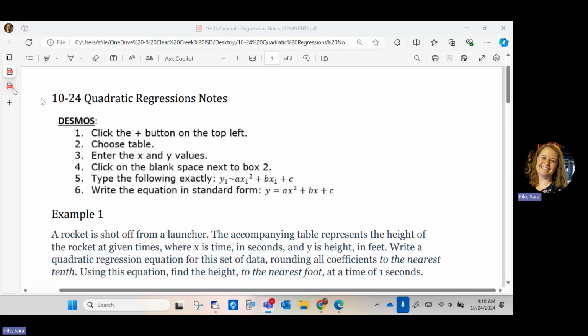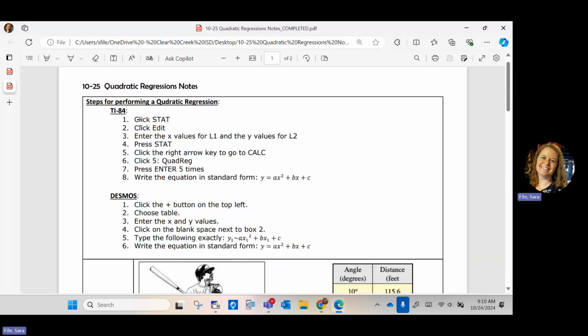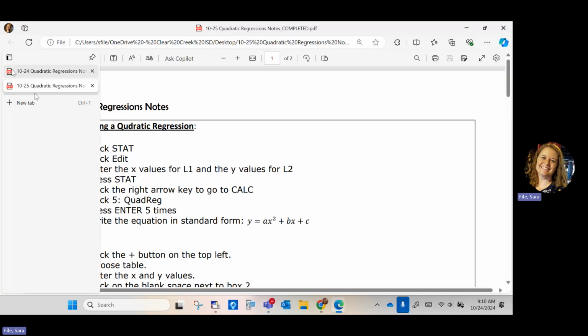Look, you should have gotten 2 pages. This one that says 1024 quadratic regression, and then this one that says 1025 quadratic regression.